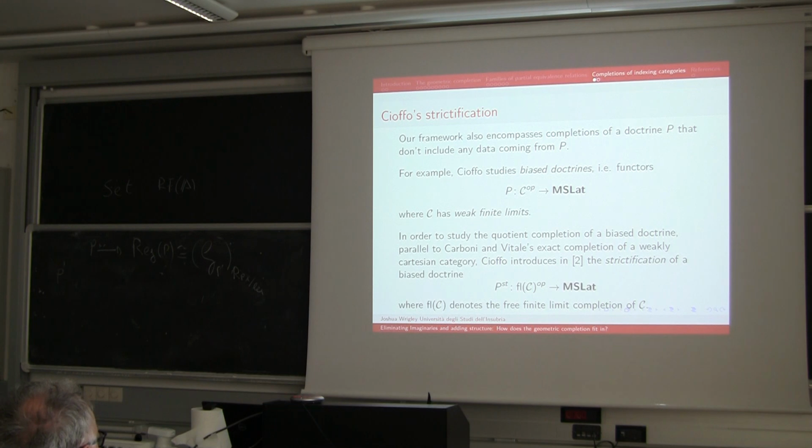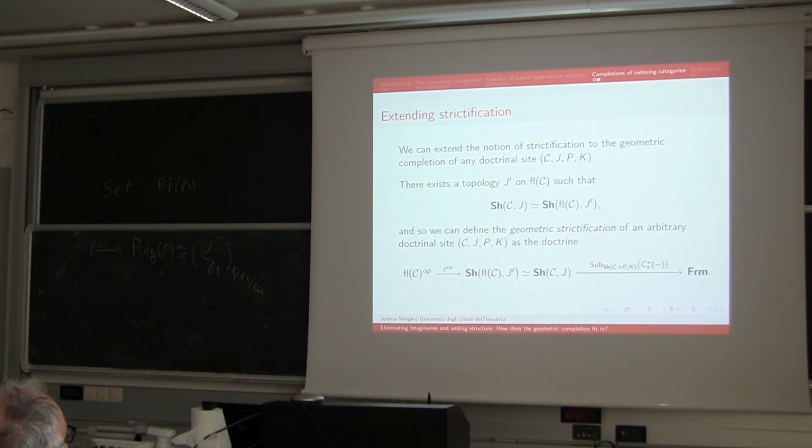So this is based off some recent work which I'm very grateful to Rosaline for informing me about, Chart's preprint, which is this idea that if you've got a primary doctrine but where your category underneath has only weak finite limits, then you'd want to consider its strictification, its extension to the free finite limit completion, in order to construct its exact completion.